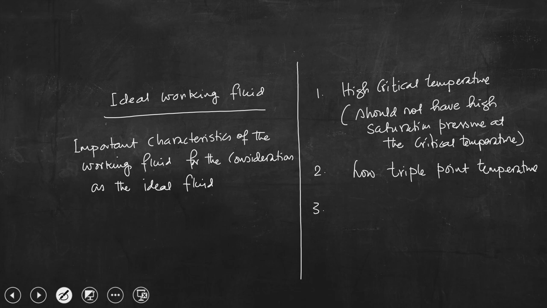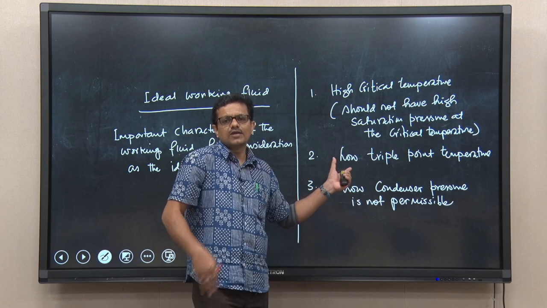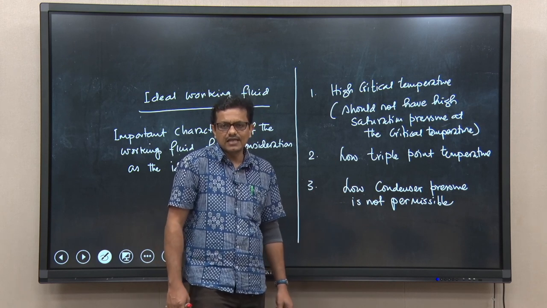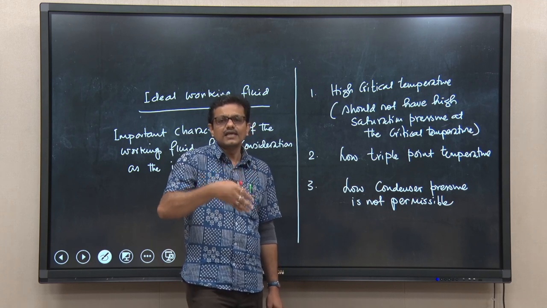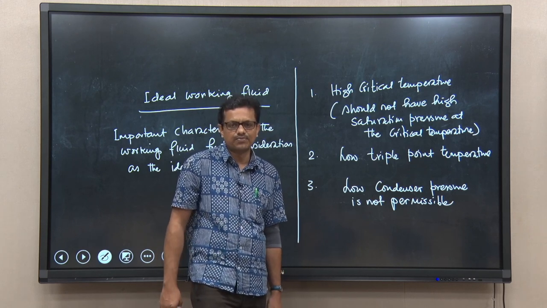Number 3, which is very important, is low condenser pressure is not permissible. That is what I have discussed just now, that it will create another problem of air leakage into the condenser. If that is there, then we need to have deaeration again, that is the removal of air from the feed water, otherwise it will cause corrosion in the boiler tube.